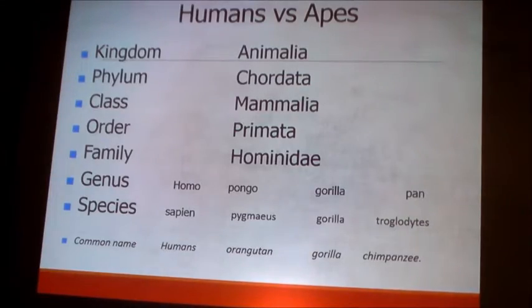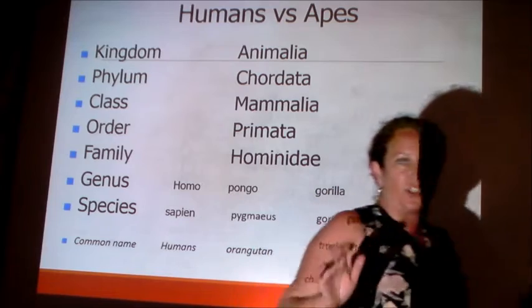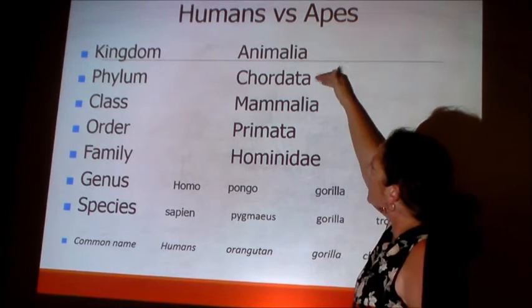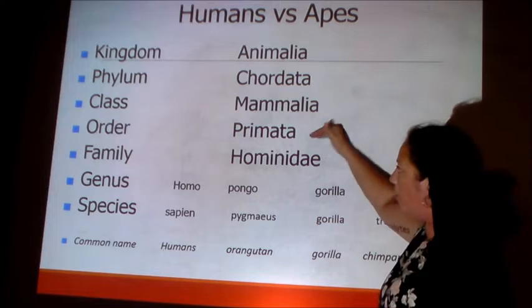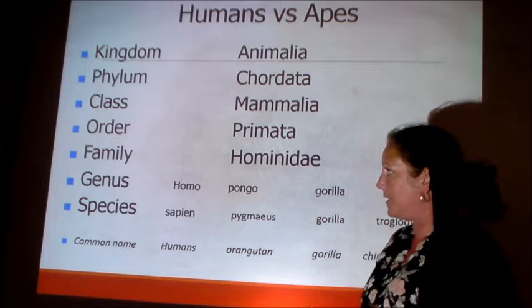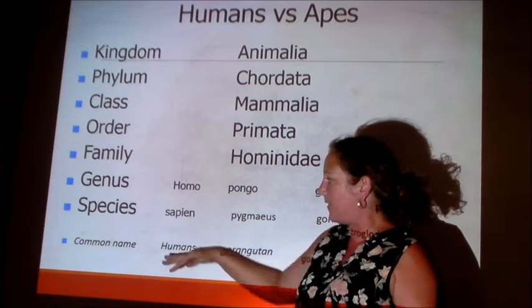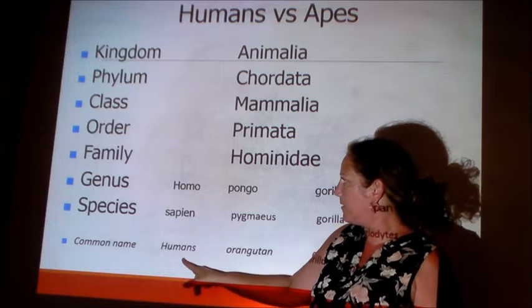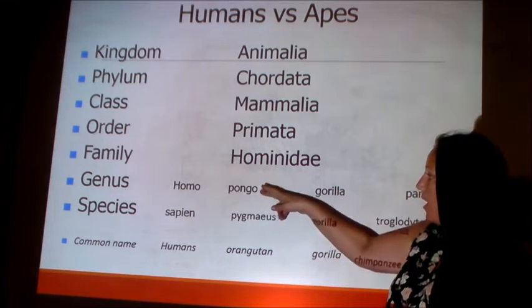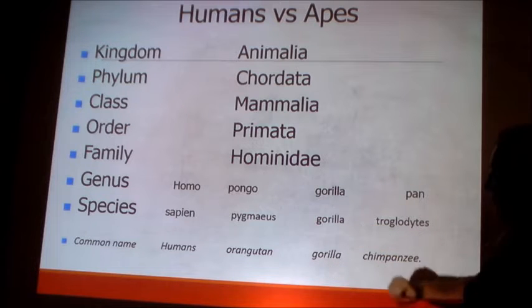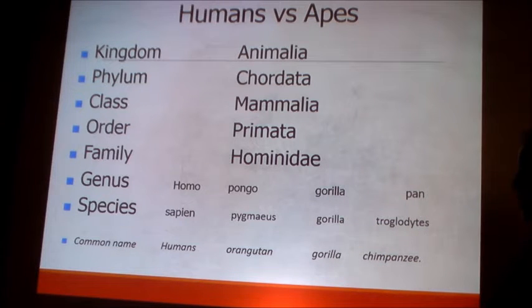So this is what that chart just showed you. We are all kingdom Animalia. We have phylum Chordata. We're class Mammalia. We're order Primates, family Hominidae. But now our genus, like I told you, is different. So we have our genus and species, and then the common name. We are Homo sapiens, humans. An orangutan is Pongo pygmaeus. A gorilla is Gorilla, and a chimpanzee is Pan troglodytes.